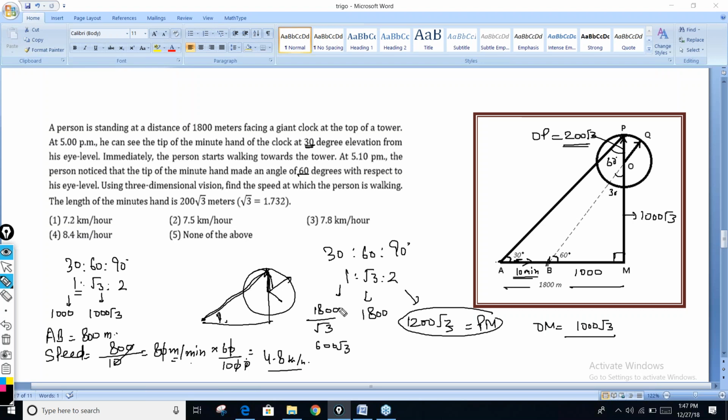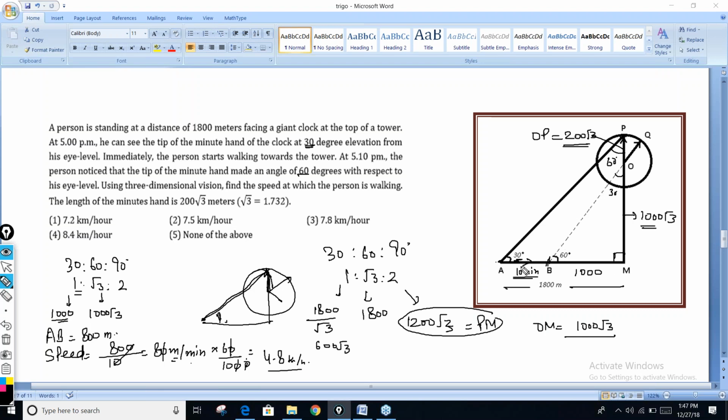That is 1800 upon root 3. Root 3 denotes 1800. Look at it once more. So 1 will denote 1800 upon root 3, which is 600 root 3. So 2 will be double, which is 1200 root 3. This is 1200 root 3, so this will be 1000 root 3. Now 1000 root 3 is in front of 60 degree. So root 3 denotes 1000 root 3, so 1 will denote 1000.